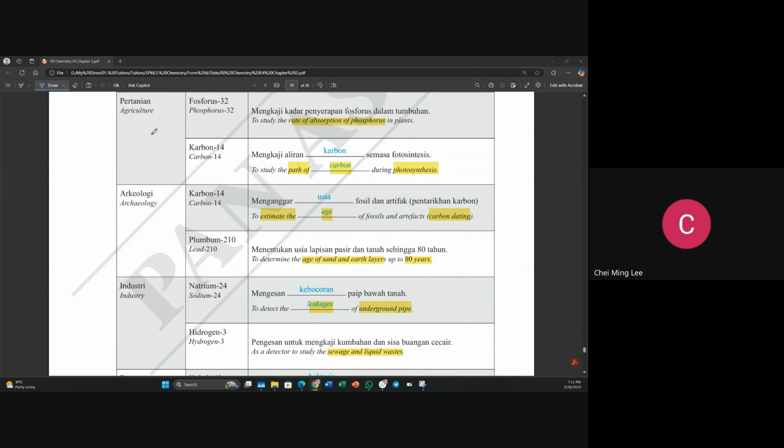For the usage in agriculture, they are using phosphorus-32 to study the rate of absorption of phosphorus in plants. Carbon-14, they use it to study the path of carbon during photosynthesis. Carbon-14 is quite a common one used in various industries. The most well-known is archaeology, where they use it to determine the age of the items that come out from the archaeology site. So with carbon-14, they estimate the age of fossils and artifacts.